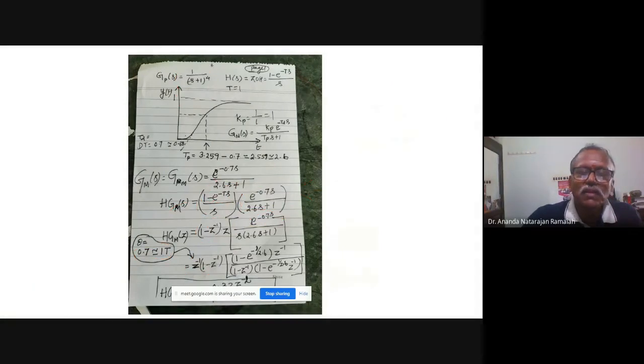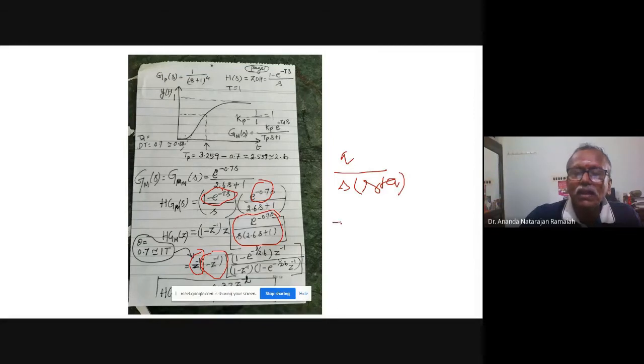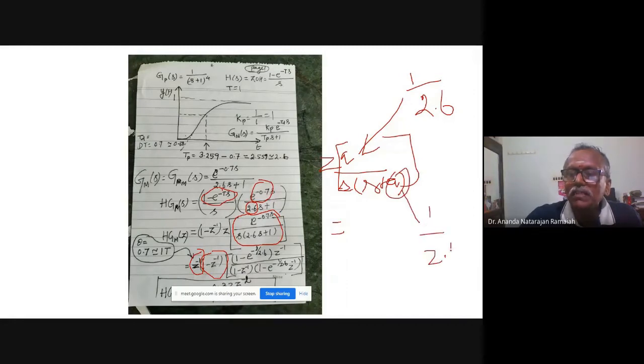Now for this you are getting 1 minus Z power minus 1. For the dead time you are getting Z power minus 1. Then for the remaining thing, you know that A upon s multiplied by (s plus A). If you find the Z transform for this, you will get (1 minus e^(-AT)) Z power minus 1 upon (1 minus Z power minus 1)(1 minus e^(-AT) Z power minus 1). Here A equals 1 by 2.6, and T equals 1. So you got this.